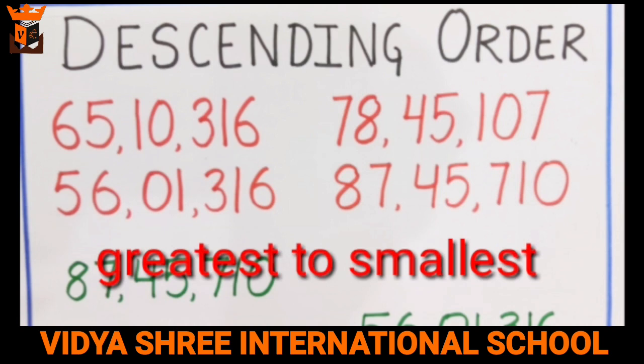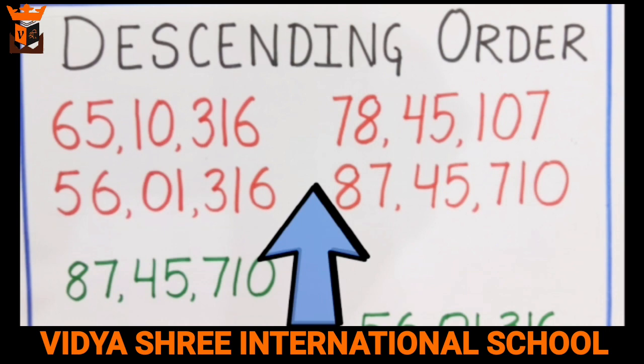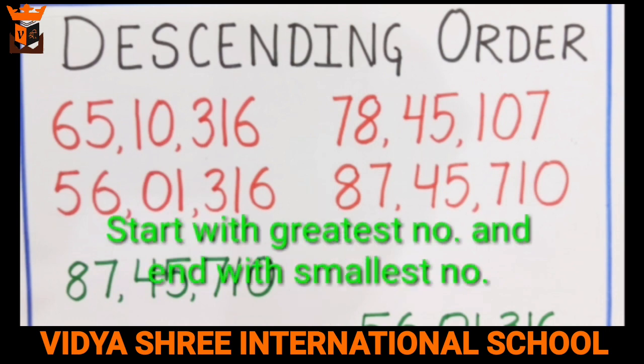Now coming to the descending order, when we arrange the numbers from greatest to the smallest, we call it as descending order. Let us practice this by taking an example. Start with the greatest number and end with the smallest number. That is, place numbers in the decreasing order of their respective values.